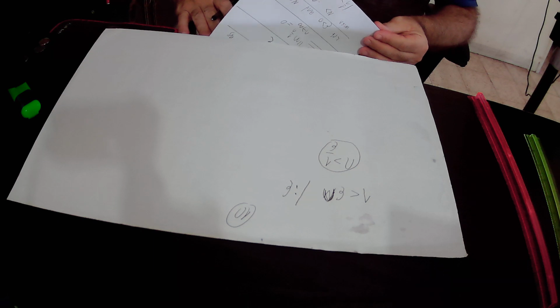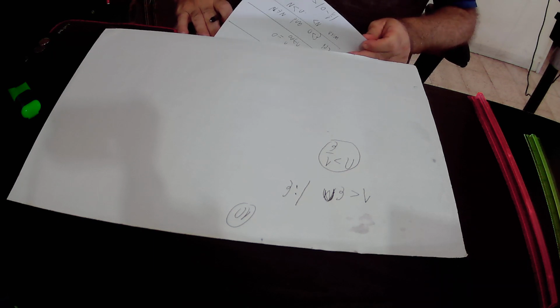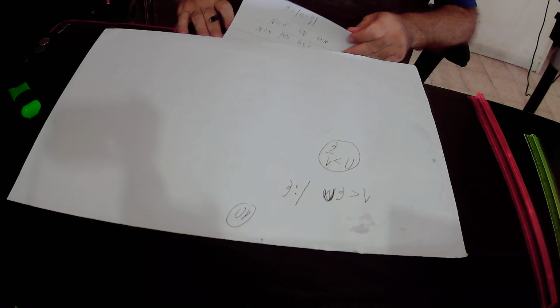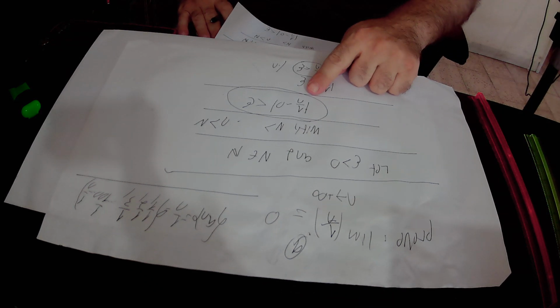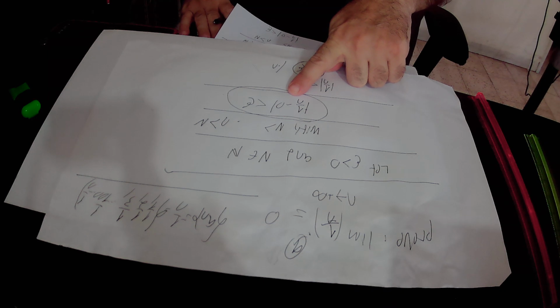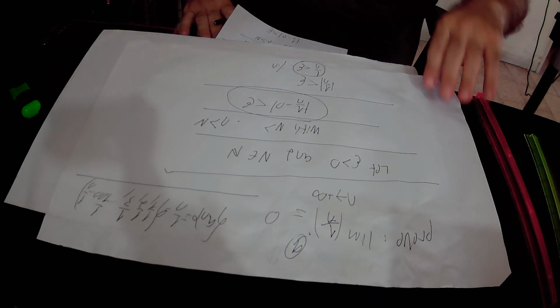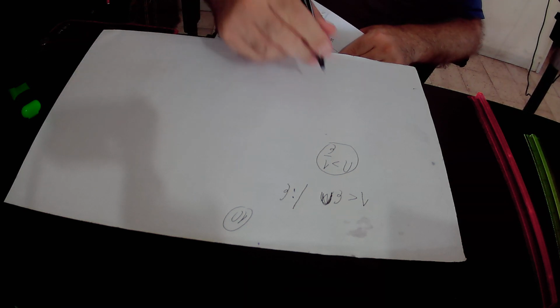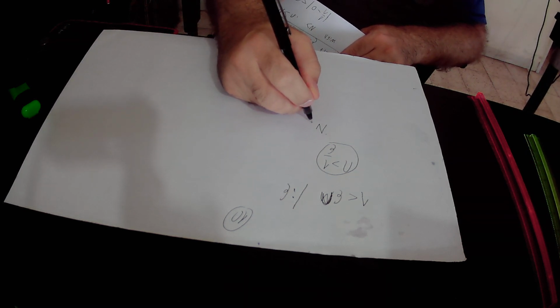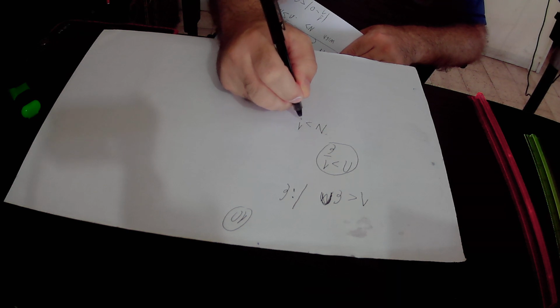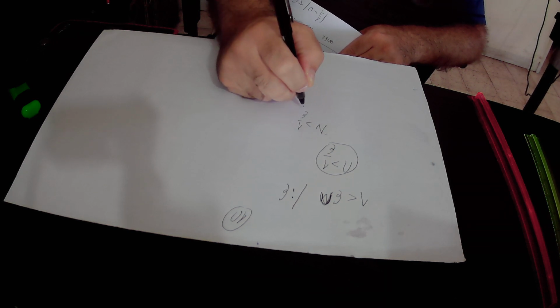So we'll choose capital N. So in order that this condition will be correct, that the absolute value of 1 over n minus 0 is less than epsilon, we will choose capital N that is greater than 1 over epsilon. Okay?